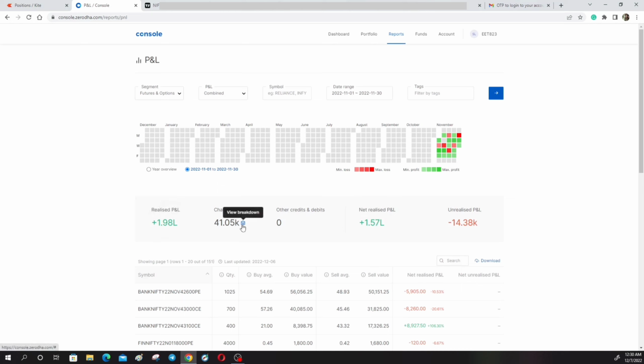Now talking about the charges, the total days are 21 days. In 21 days I have paid 41k, which is almost 2k per day. Whether this is high or low for me, I would say it is very much in sync with what I actually expect to pay to the market. I focus on paying somewhere around 1.6k to 2.5k.